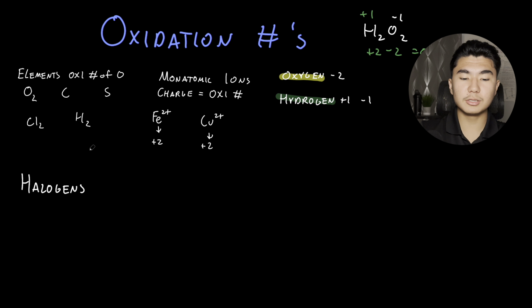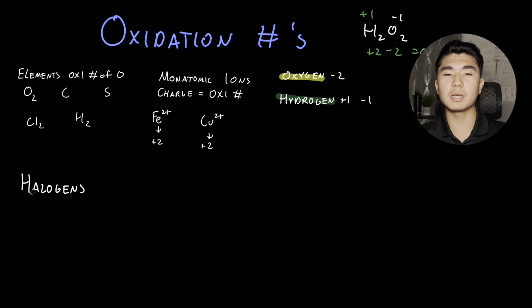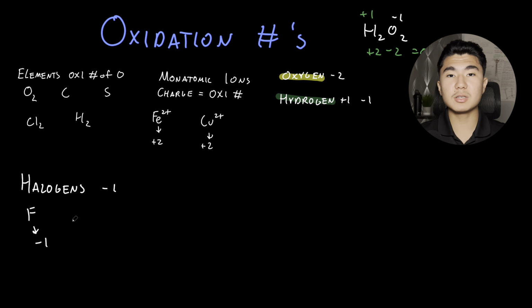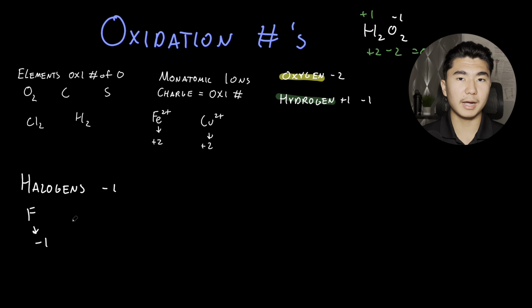Halogens are going to be those group 7 elements such as fluorine. And this is going to exhibit a -1 charge. So fluorine is going to have a -1 oxidation number, and this is consistent with pretty much all the halogens.